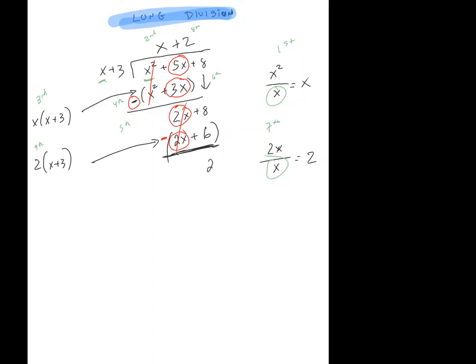Right, so our answer here, we're done. We have nothing else that we can do. The solution, the answer is x plus 2, and we got a remainder of 2. All right, our answer is x plus 2.